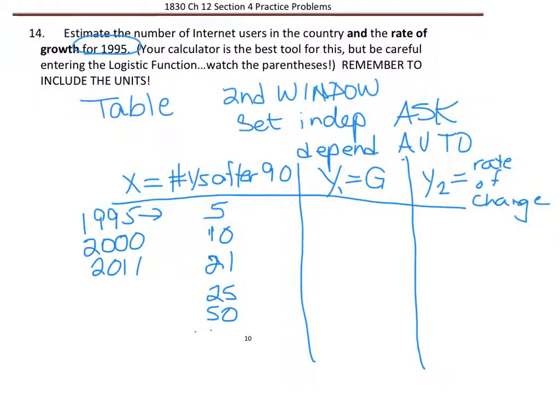So in 1995, there were 7.723 million internet users, and that was increasing by 5 million per year. And in 2000, something's not working.